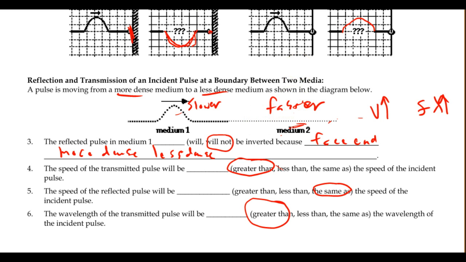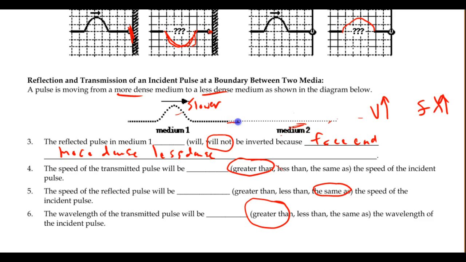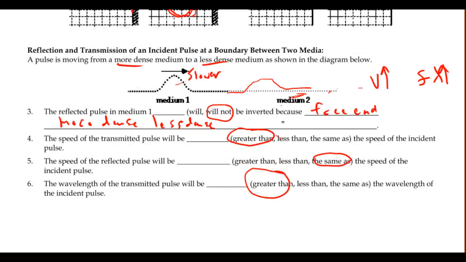So if I tried to draw this transmitted pulse, it might look something like this. The amplitude is different, but the wavelength is going to be longer. So it's going to be a little broader across than the original wave. This can also cause changes in direction, which we'll talk about with refraction. So different media cause the mechanical wave to move at different rates.